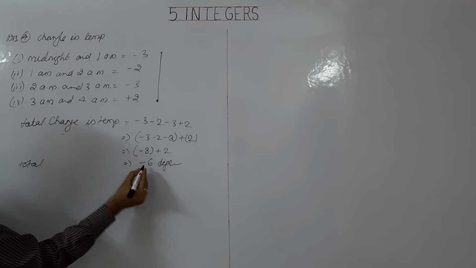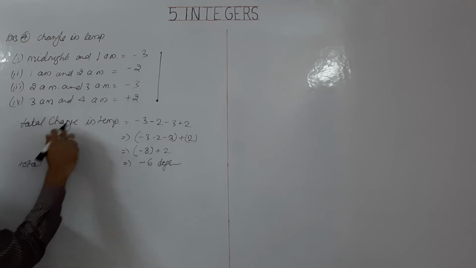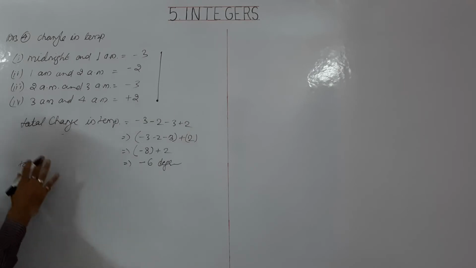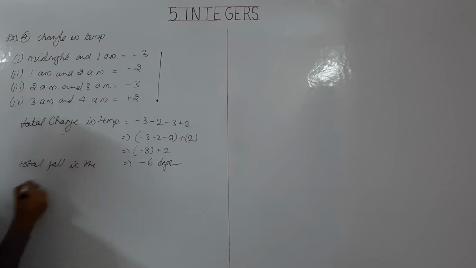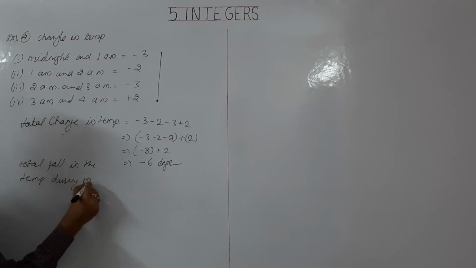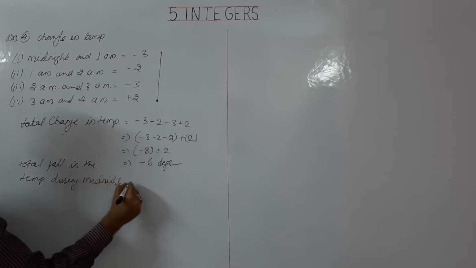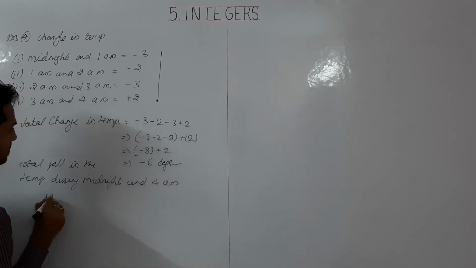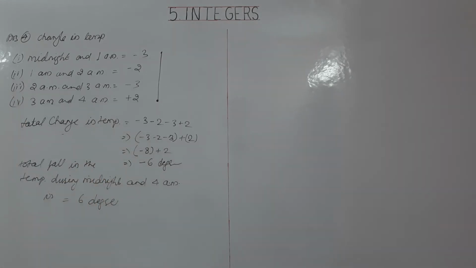The problem statement is, what was the total fall in the temperature between midnight and 4 a.m. So, the total change. Now if the change is negative, it means it is a fall, and in case the change comes out to be positive, then it is a rise in temperature. So here the change is negative, so the total fall in the temperature during midnight and 4 a.m. is 6 degrees.